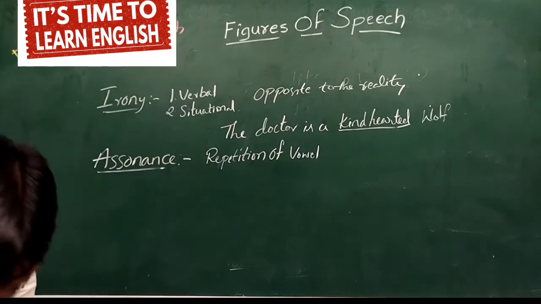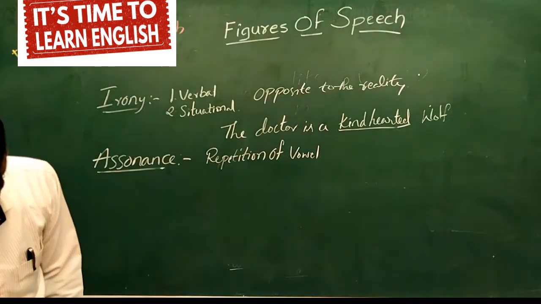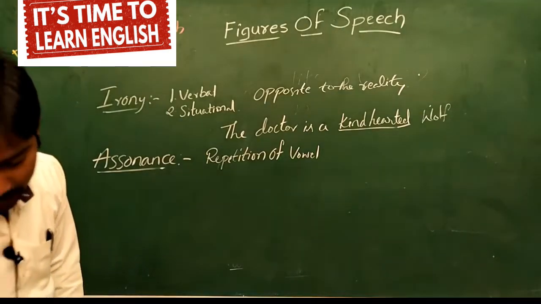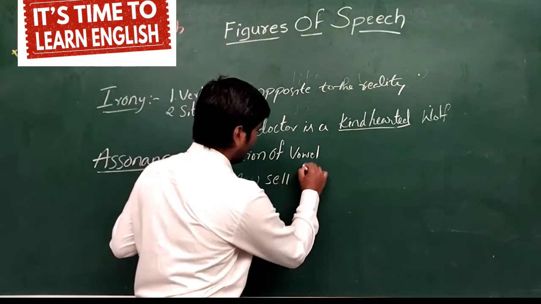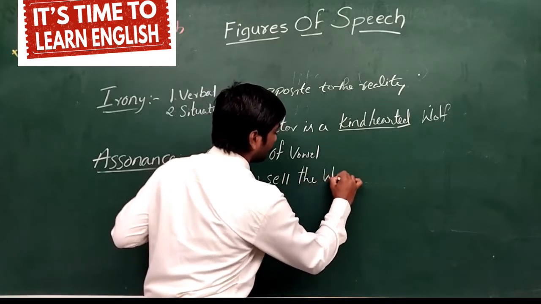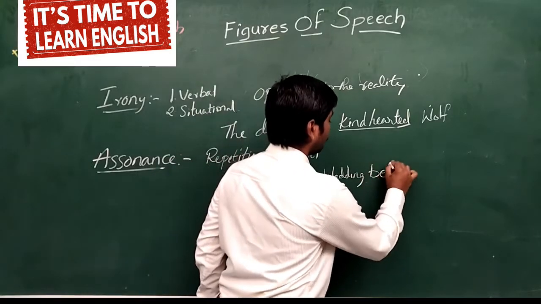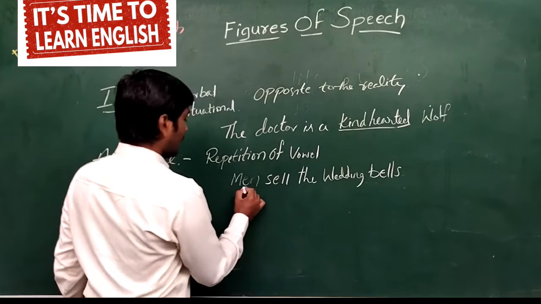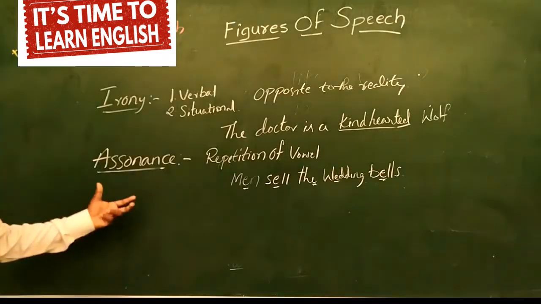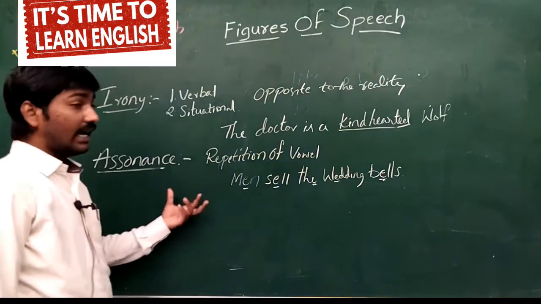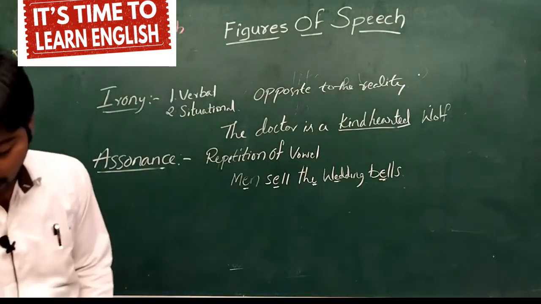So let me write one example, then you will understand it clearly here. Men sell the wedding bells. So here, see here, E, E, E, E, E. So if we get a repetition of a vowel sound or vowel letters again in a sentence repeatedly, that is called assonance.